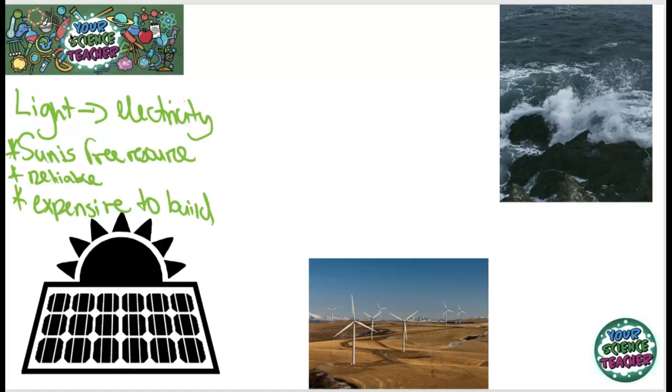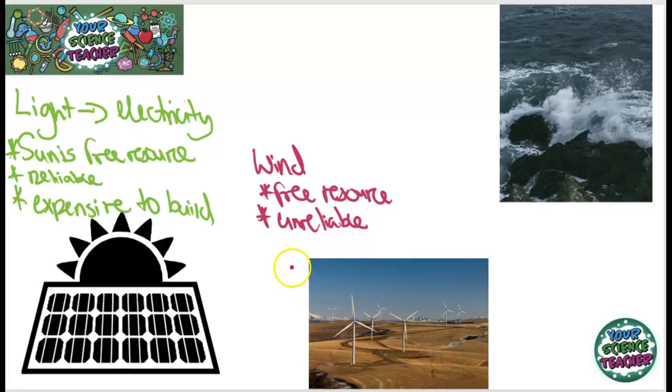So let's look at another resource used to generate electricity, and we have the wind. And wind is a great resource because of the fact that it is also free, isn't it? Free resource that's already there. Now, wind is not as reliable as the sun. You cannot predict wind patterns. So sometimes you can produce lots of electricity, sometimes you don't produce that much electricity. So it can be unreliable at times, and that's why it's not used as a baseload all around the world.